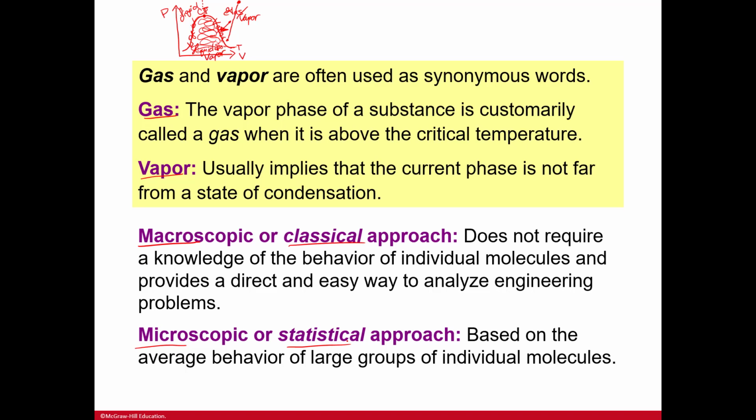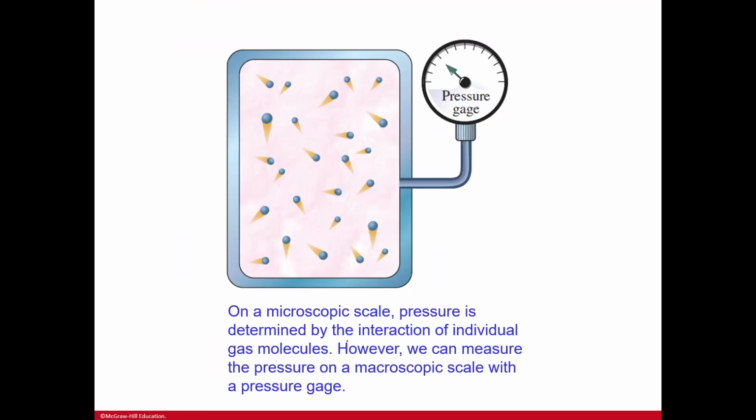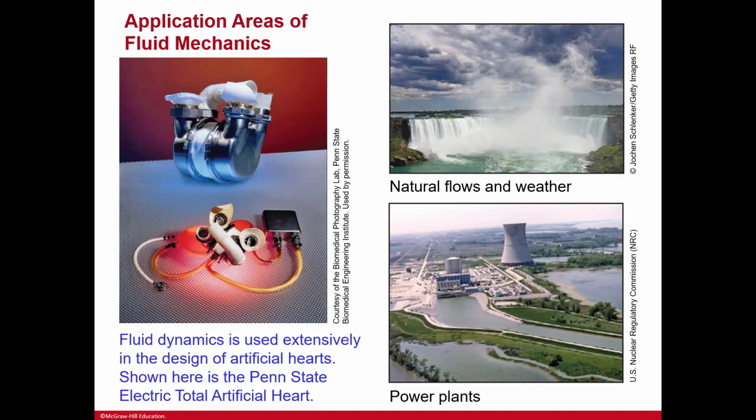But for the majority of it, when you're looking at an airplane, you're going to be looking at the fluid flow from a macroscopic approach, not from a microscopic approach. On a microscopic scale, pressure is determined by the interaction of individual gas molecules, right? Those bonds. However, we can measure the pressure on a macroscopic scale with a pressure gauge. So we're not looking at the individual bonds between these gas molecules. We're just measuring the overall pressure. We're just getting some data points from it.